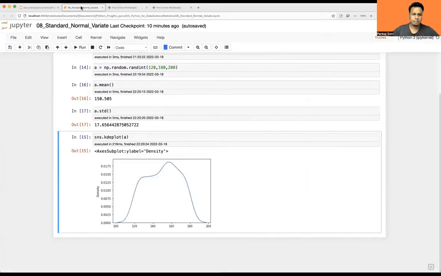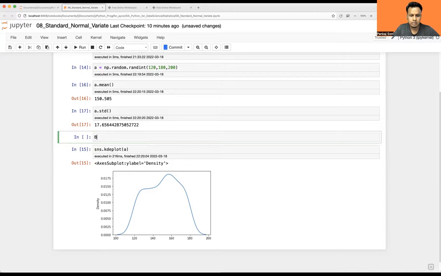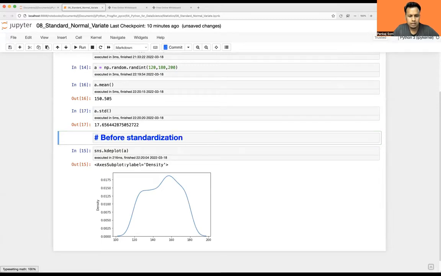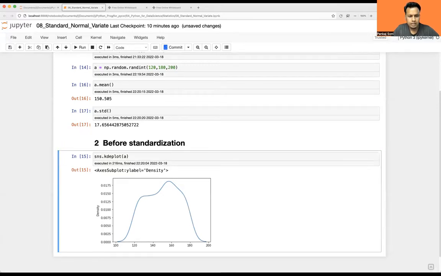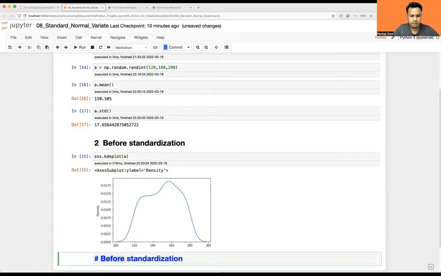So let's do that. This is what we got before. I'll just use here before standardization. Now I'll take after standardization. See what is happening. See the magic here.